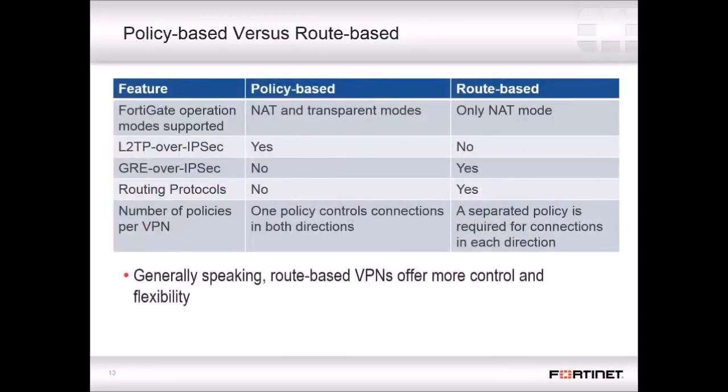So, how do we know when to use policy-based and when to use route-based? As a general rule of thumb, you should always try to use route-based, as it offers more flexibility and control. As route-based uses an IPsec interface, we can implement very complex routing scenarios, for example, cases where tunnel traffic is required to be routed with policy-based routing. However, policy-based VPNs must be used when the Fortigate is in transparent mode or L2TP over IPsec is required. In the cases of routing protocols and GRE over IPsec, route-based VPNs is the only option.